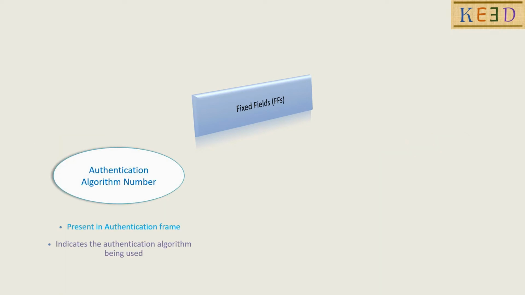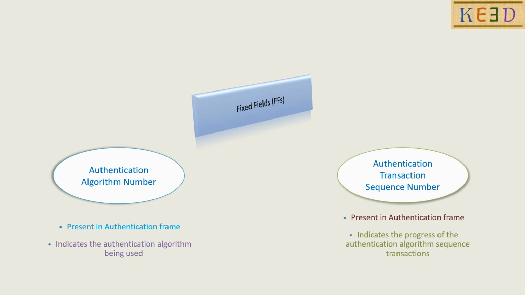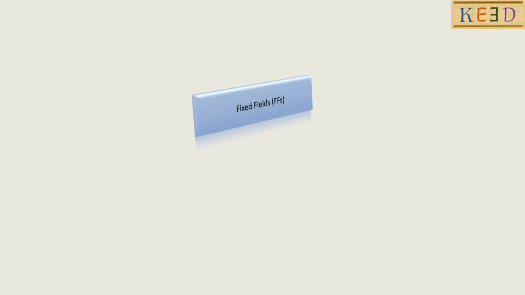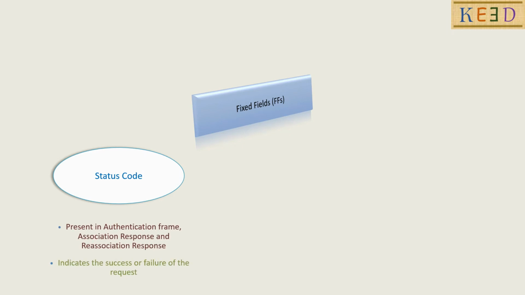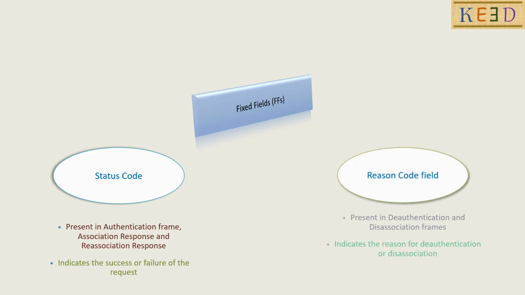Authentication algorithm number indicates the authentication algorithm being used. Authentication transaction sequence number indicates the progress of the authentication algorithm sequence transactions. Status code field indicates the success or failure of the request. Reason code field indicates the reason for deauthentication or disassociation.